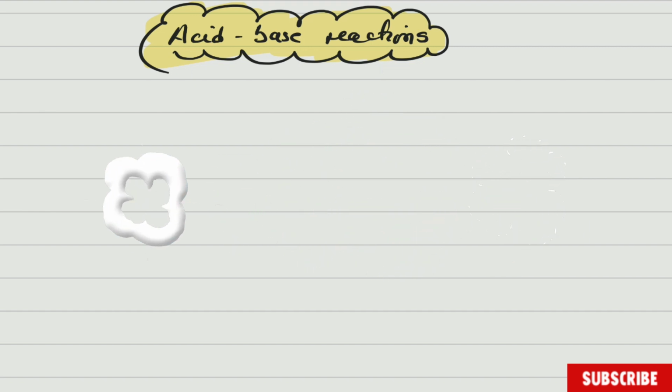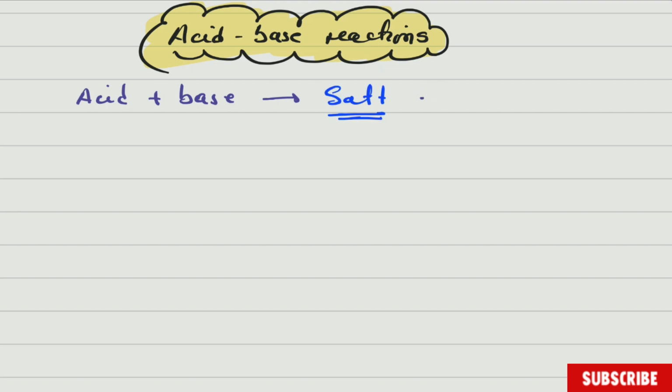Now, as a general rule, when an acid reacts with a base, a salt and water is formed. Now, this is a general rule, because sometimes you will also get carbon dioxide. Okay. Now, what is the important part is this salt.